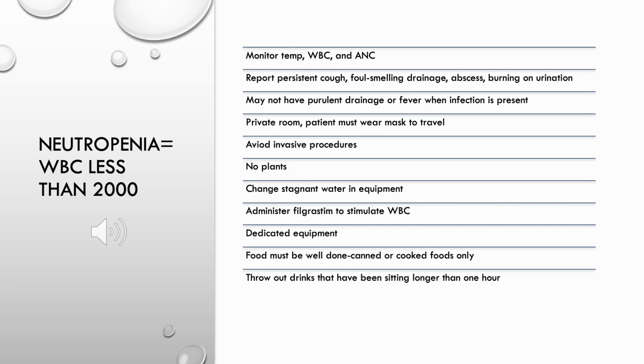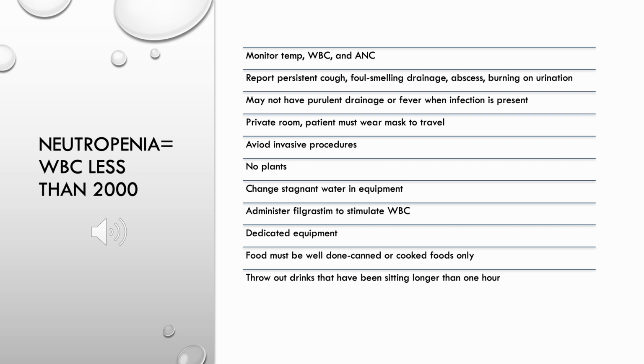All right, for patients that are neutropenic, which means their WBC is less than 2,000, you want to monitor the temp, the WBC, and the ANC. Now, the ANC is a calculation that the lab does. It's not like a separate blood test, and we don't need to go into what the calculation is, okay? Report persistent cough, any foul-smelling drainage, anything you think could mean an infection, like somebody has blood sugars you can't lower. That could be a sign of an infection, even if they don't have diabetes. They may not even have purulent drainage or fever when there's infection. That's why you have to look for subtle signs of infection.